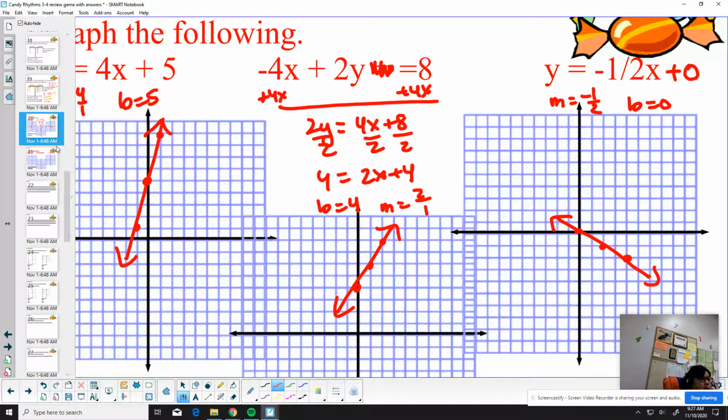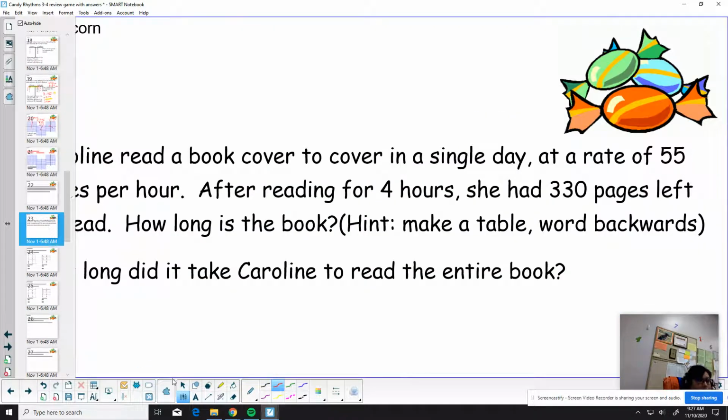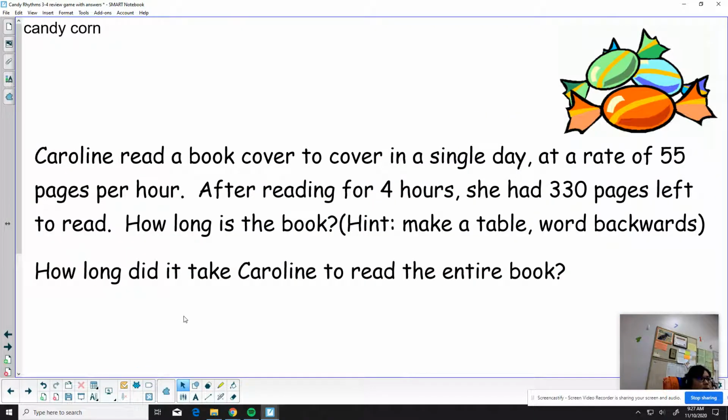Okay, let's see, how about this one? Okay, so this is a story problem. It says Caroline read a book cover to cover in a single day at a rate of 55 pages an hour. Okay, that would be your slope because it's a rate, like the rate of change. 55/1 is your slope. After reading a book for 4 hours, she had 330 pages left to read. How long is the book? Hint, make a table, work backwards. How long did it take Caroline to read the entire book?